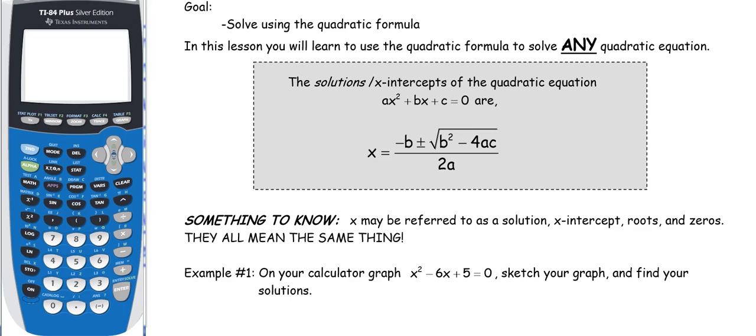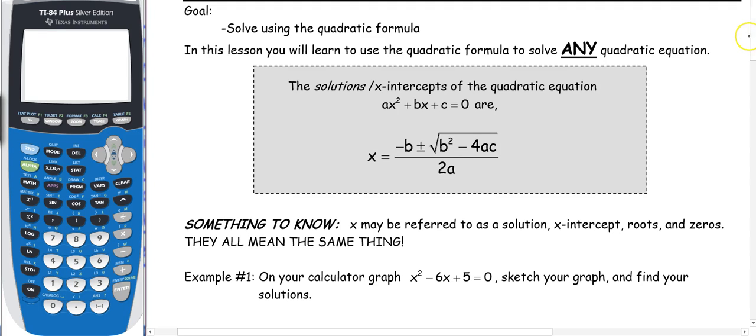Something that you need to remember is that x may be referred to as a solution, an x-intercept, a root, or a 0. All of these mean the same thing. So before we start using the quadratic formula, let's look at how we used to solve these equations using a calculator. So in our first example, we have the equation x squared minus 6x plus 5 equals 0.